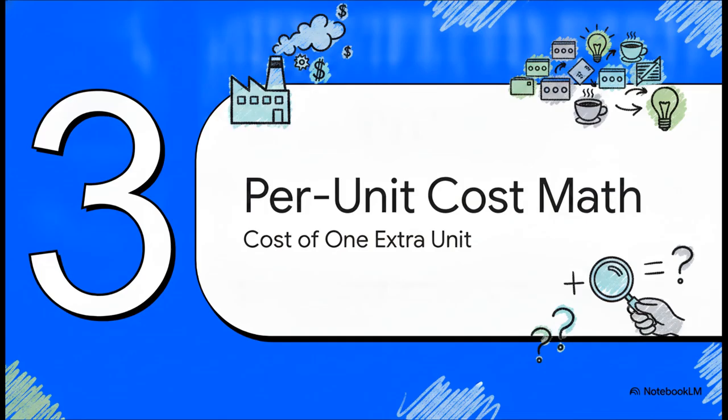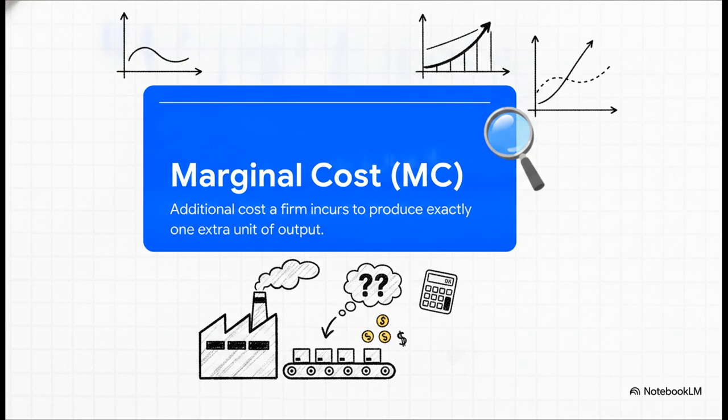Section 3. Calculating per unit costs. Figuring out the cost of just one extra unit. All right, so we know our total costs, but how much does it actually cost to make just one extra unit? To figure that out, we have to define marginal cost. Marginal cost is simply the additional cost a firm takes on to produce exactly one extra unit of output.